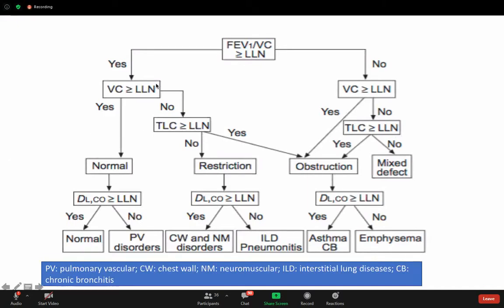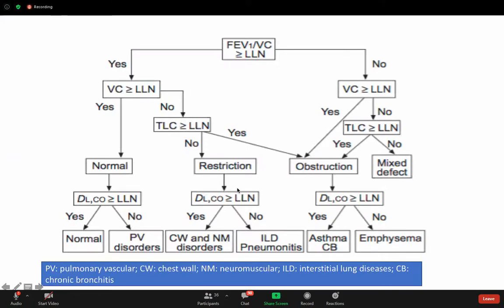Okay, let's talk about the other. Let's say the ratio is actually normal. It's above the lower limit of normal. So here, we're really talking about restrictive lung disease as well as pulmonary vascular disease. So let's say the ratio is normal. You check the vital capacity, it is low. So that means there is a restrictive lung disease.